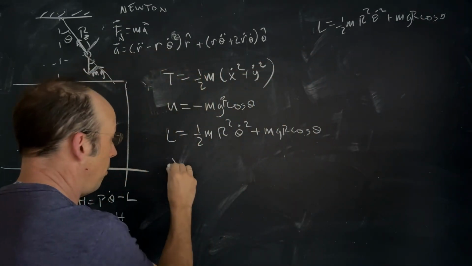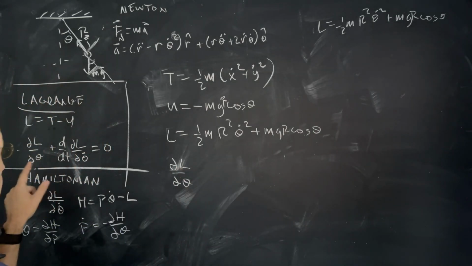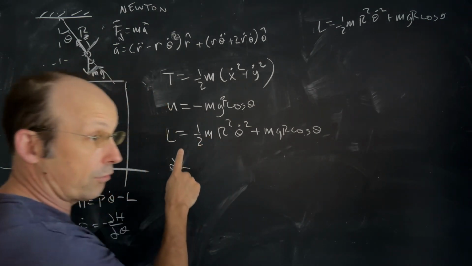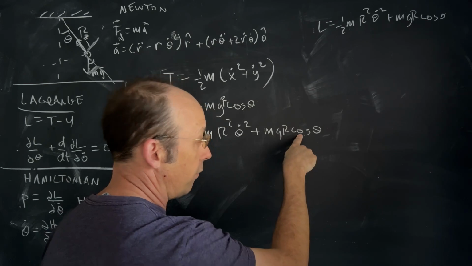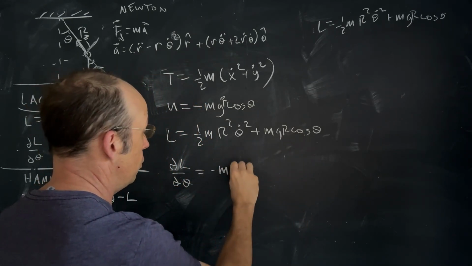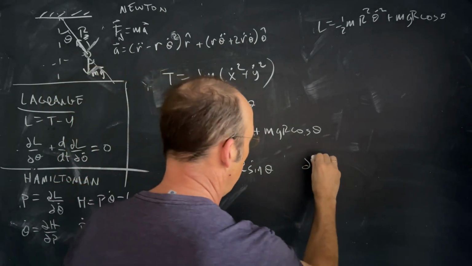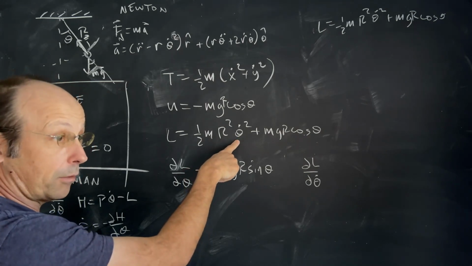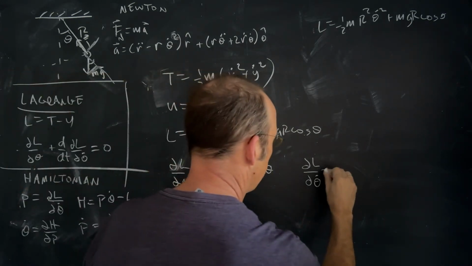So now I can say the partial of L with respect to theta, because I'm doing these two terms. It's just a partial derivative. Where is there a theta? Only right there. So the partial derivative of cosine theta is negative sine theta. So I get negative mg r sine theta. Now let's do the partial of L with respect to theta dot, which is the only place it comes up, right here. So I get m r squared theta dot.